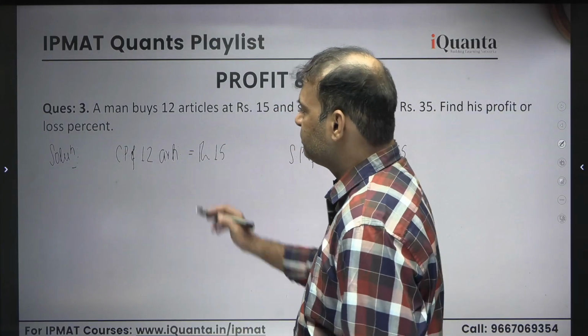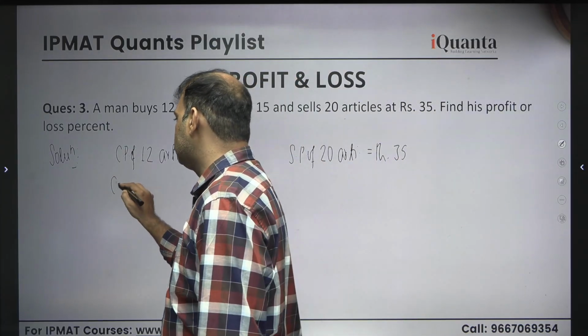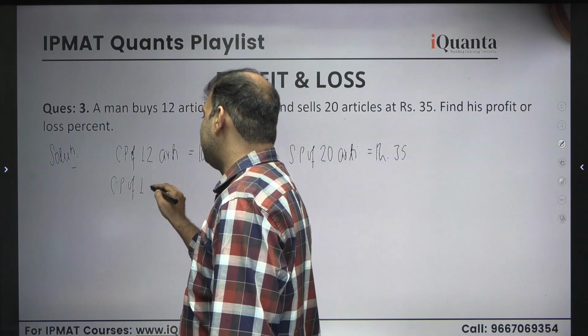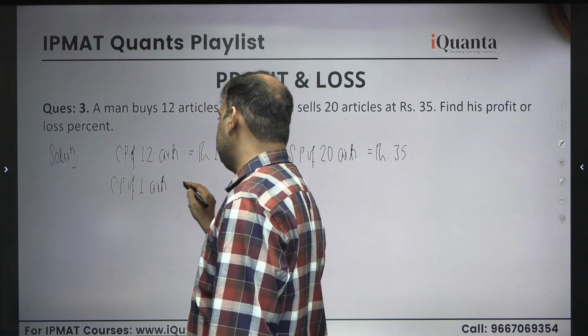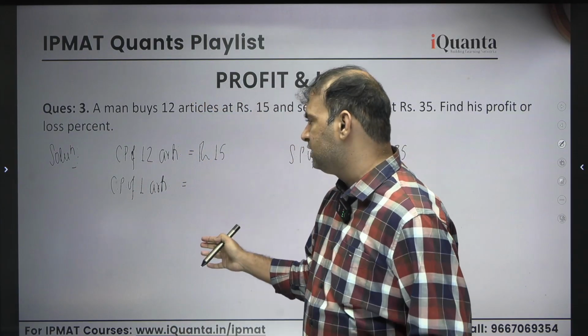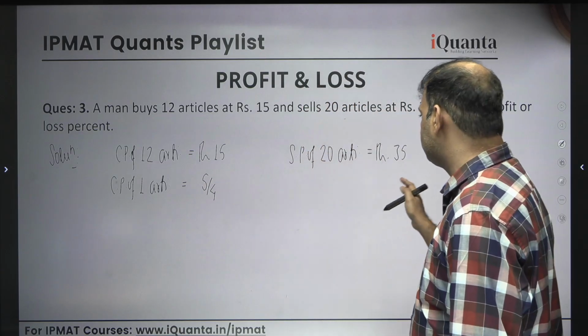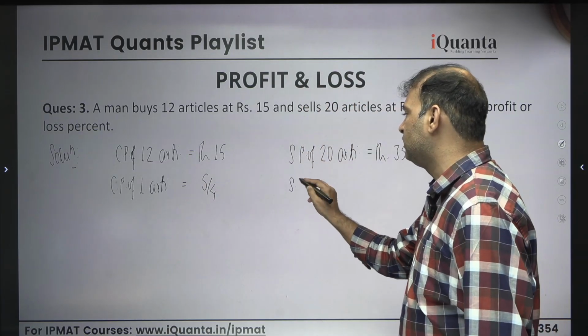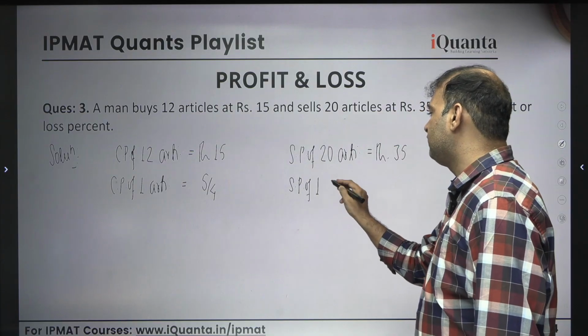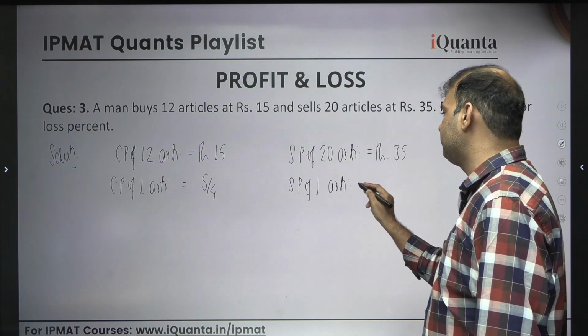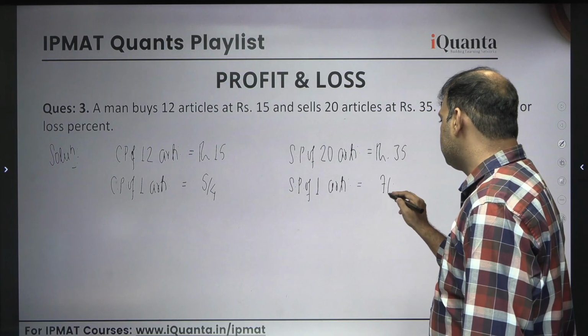So guys, if this cost price of 12 articles is 15, what should be the cost price of one article? That will be 15 by 12, right? 12 articles is 15, so for one it is 15 by 12, which you can say is 5 by 4, all right? Now the selling price of 20 is 35, so what should be the selling price of one article? We can say 35 by 20 and that will be 7 by 4, right guys? So yes, we can do it like this, right?